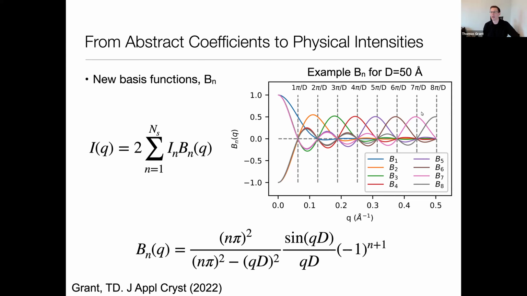And so you can see that where these n pi over d nodes are, we get all of the other terms to cancel out. And this is just a property of these basis functions being orthogonal to one another. So we're extracting this independent information from these terms.